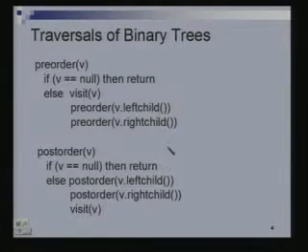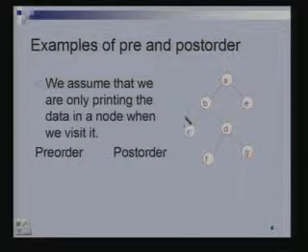Let us see if we have understood this. Let us look at an example. This is my tree, it is a binary tree. I want you to tell me what the pre-order and the post-order traversal of this tree is. What we are doing when we visit a node is that we are just printing out the contents of the node. So, let us first look at pre-order.